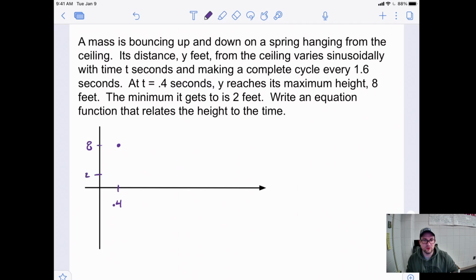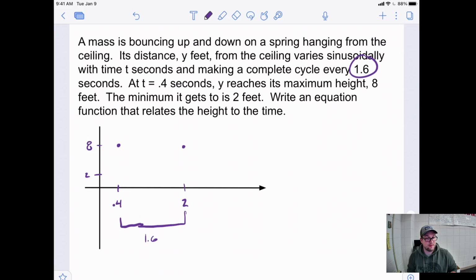We're going to have to do a little investigative work to figure out exactly when this works. So here's what we do know. We make a complete cycle every 1.6 seconds. So if I'm starting at 0.4, I know I would wrap that up. 0.4 plus 1.6 seconds would mean 2, right? This would be our period of 1.6 seconds. So if that's my full period, that means I'm back up to the top at that point.